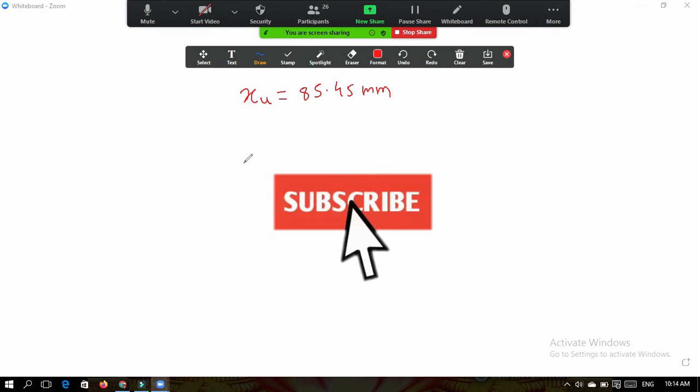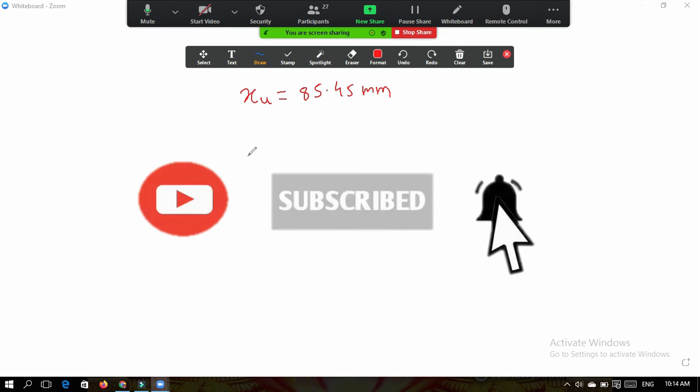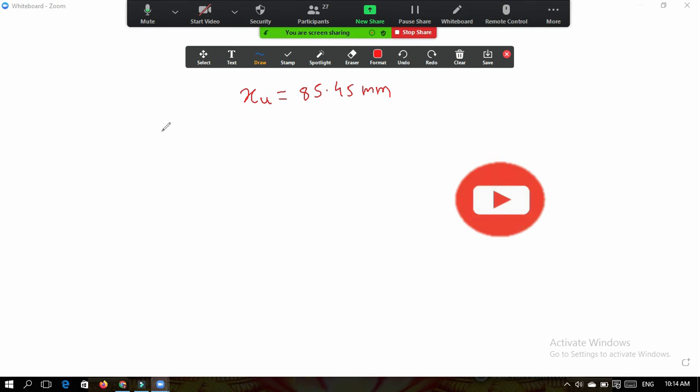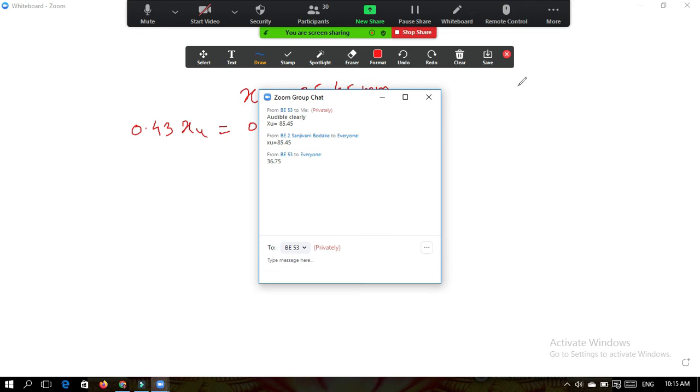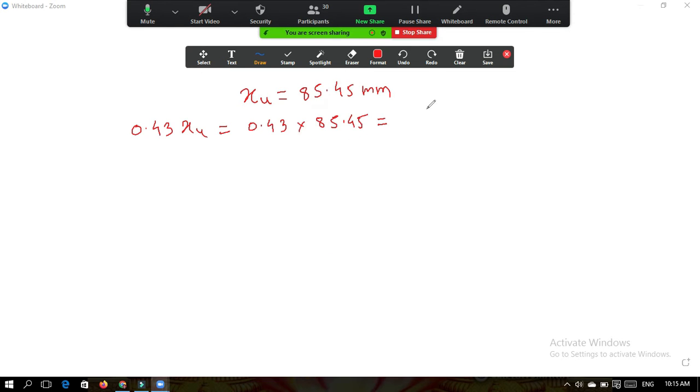Okay, so we have to check the value of 0.43 xu. Now we will calculate the value of 0.43 xu. So 0.43 xu is equal to 0.43 multiplied by 85.45. What is the answer? 36.75. Okay, so this is the value of 0.43 xu.